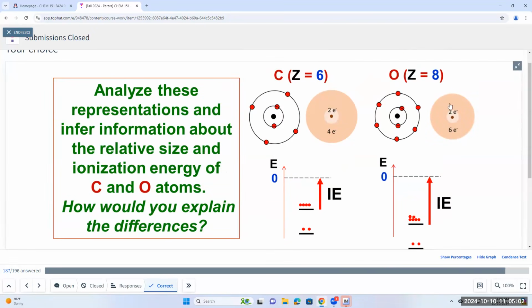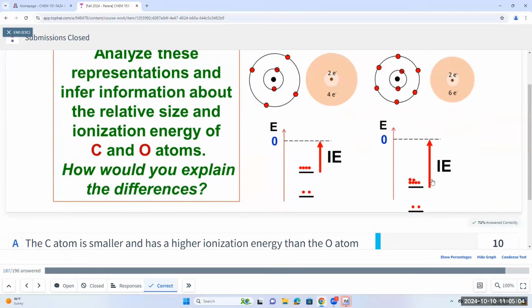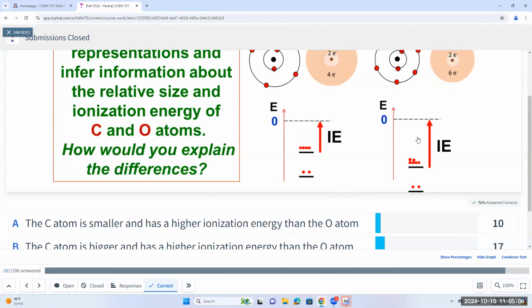However, you have more protons in the nucleus of oxygen. As a result of that, these electrons are strongly attracted to the nucleus of oxygen. As a result, you're going to have a small electron cloud in oxygen. That's why oxygen atom is a smaller atom. And also, because they are strongly attracted to the nucleus, these are harder to be removed. Therefore, the ionization energy will be higher for oxygen as well. So those are the reasons. And this can be explained via the shell model of the atom.